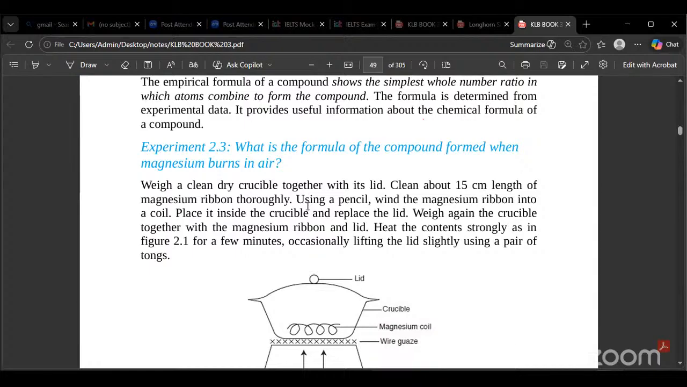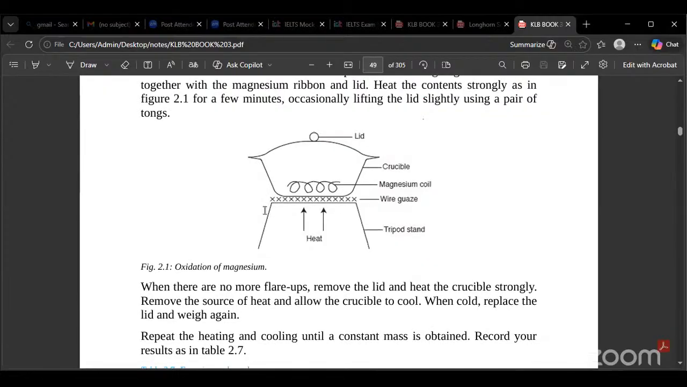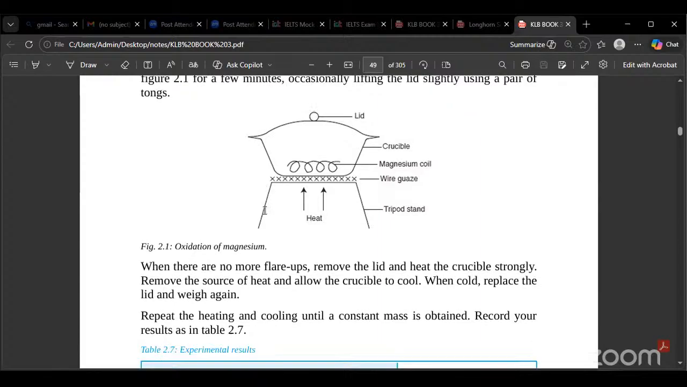So you weigh again the crucible together with the magnesium, and then you heat it. So that means you are weighing to check if the weight that you had of the magnesium is true, and then you heat strongly, and then after heating, we do the same process. When there are no more flare-ups, of course, when you heat magnesium, I want you to remember that it normally burns brightly. There is a bright flame. Remove the source of heat, and then replace the lid and weigh again. You see what is happening? So we are weighing twice.